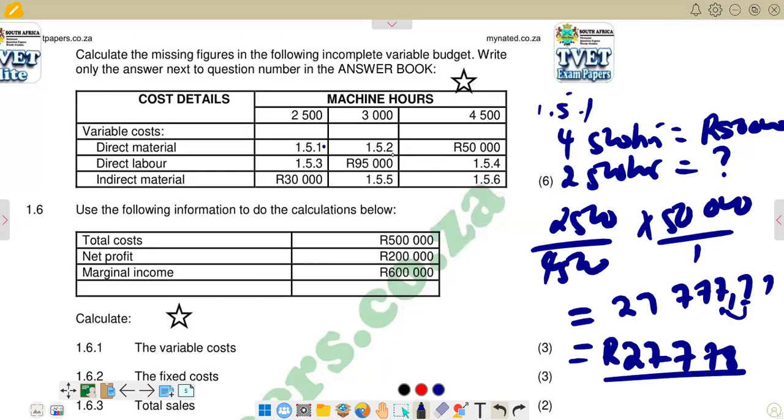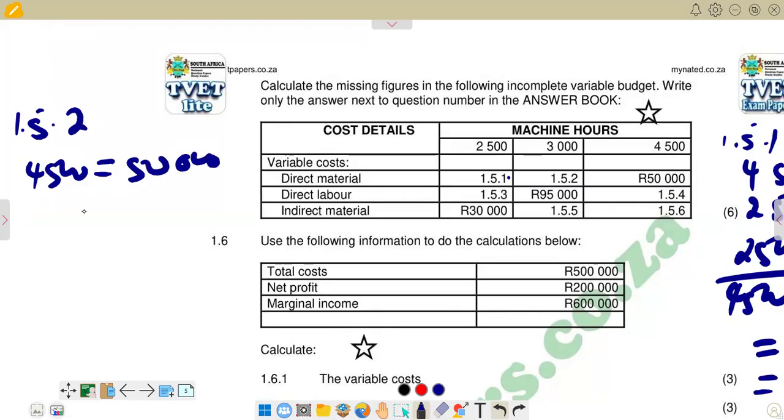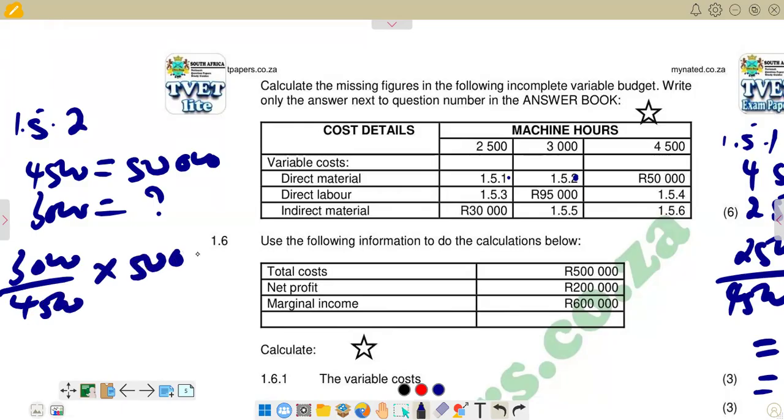Then 1.5.2 again, we can do the same proportion. Now we are working with 3,000 hours. For 1.5.2, we also have our 4,500 equal to 50,000. And the one that we need is 1.5.2 here. So we are saying 3,000 equals question mark. So we are saying 3,000 over 4,500, then we multiply by 50,000 over 1. So when we multiply it correctly, the answer to the nearest one number becomes 33,333. This is what we have.